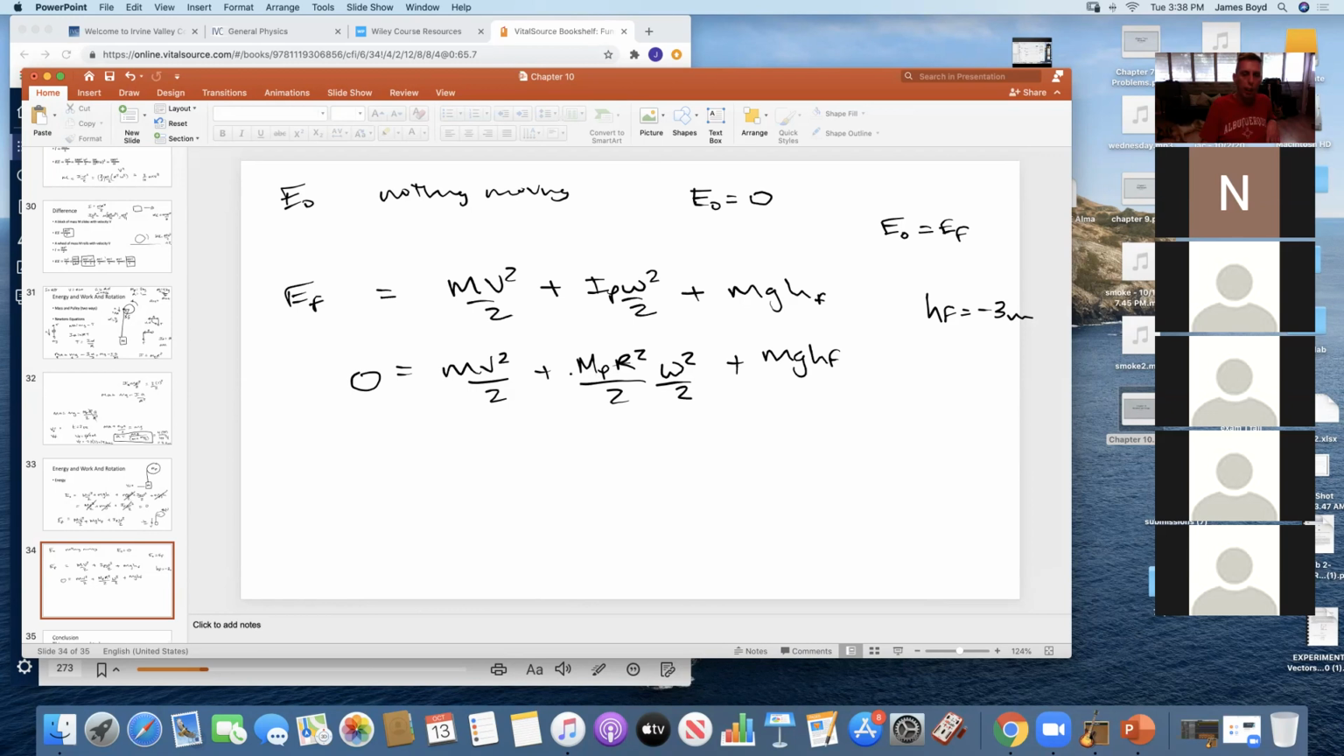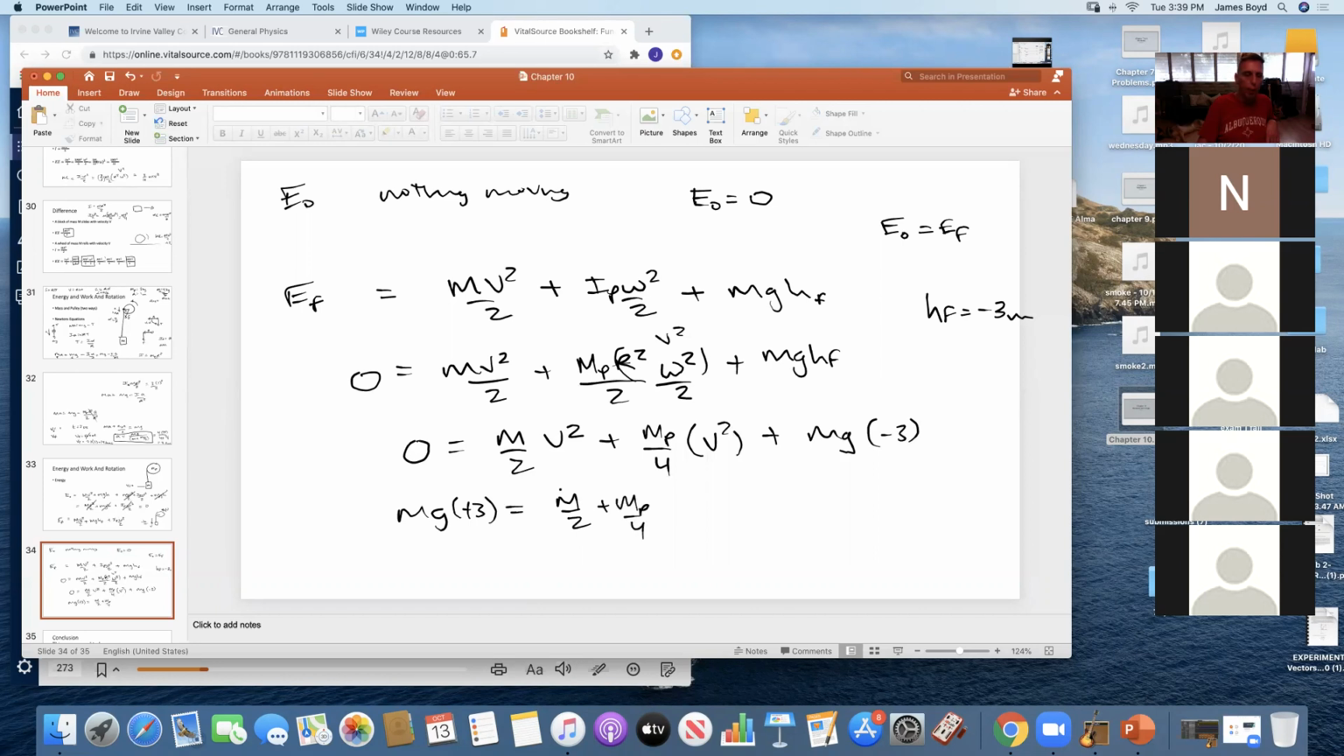So now what I have is this becomes v squared. And what I get is 0 is m over 2 times v squared plus mp over 4 times v squared plus mg times -3. So I can move that over if I want to. But I can solve this for v. So let me actually just move over that mgh. So mg times -3 becomes +3 is equal to m over 2 plus mp over 4 times v squared, or v is equal to 3 mg over m over 2 plus mp over 4, to the 1/2. So I take the square root of all that stuff. And that I can easily solve.